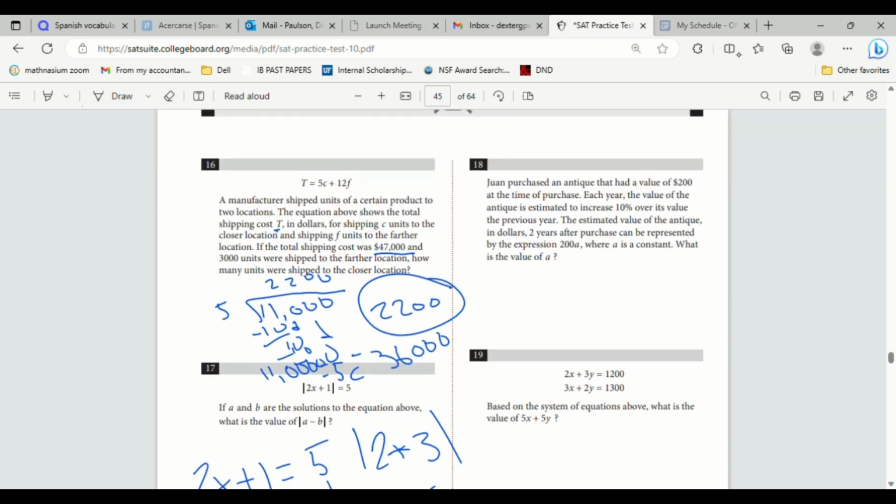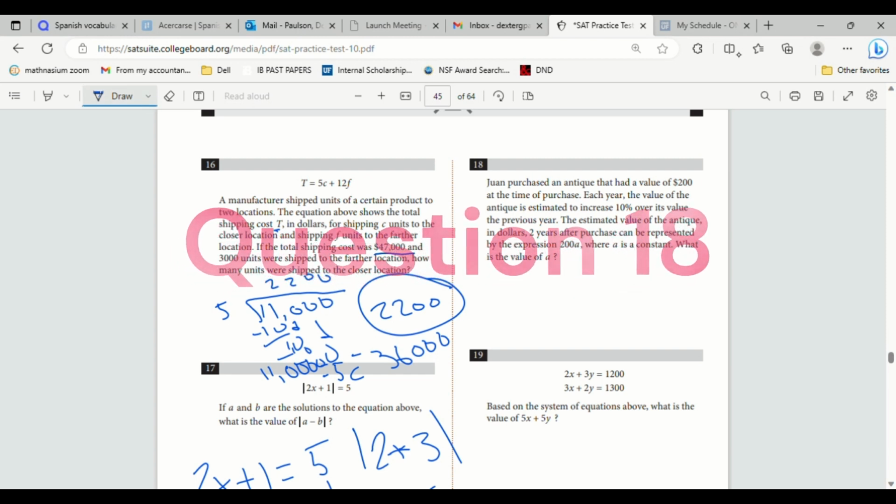Number 18. Juan purchased an antique that had a value of $200 at the time of purchase. Each year, the value of the antique is estimated to increase 10% over its value the previous year. The estimated value of the antique in dollars 2 years after purchase can be represented by the expression 200A, where A is a constant. What is the value of A?